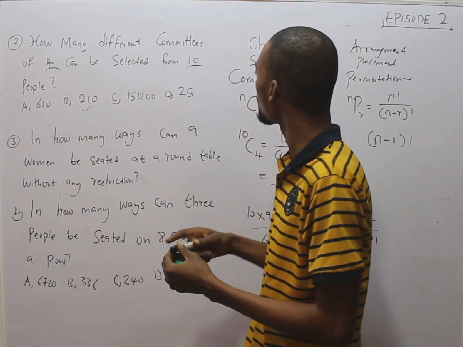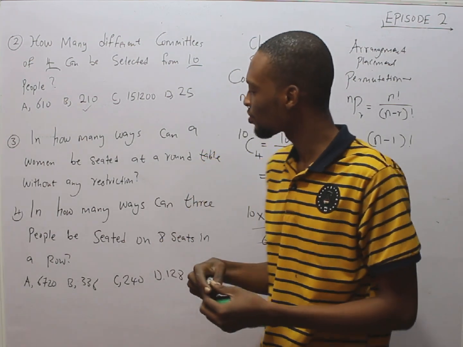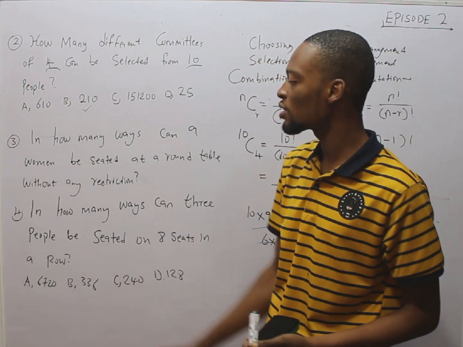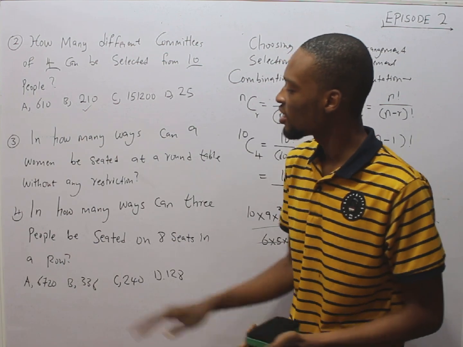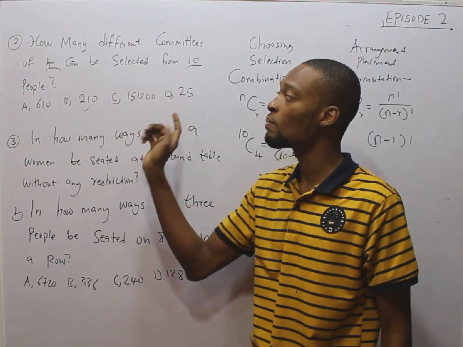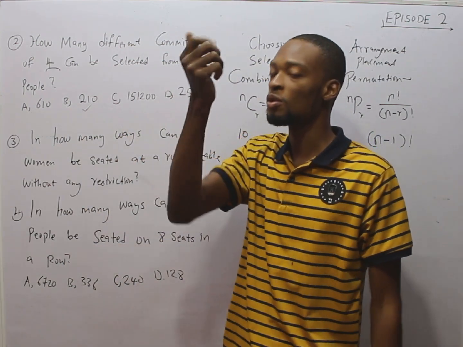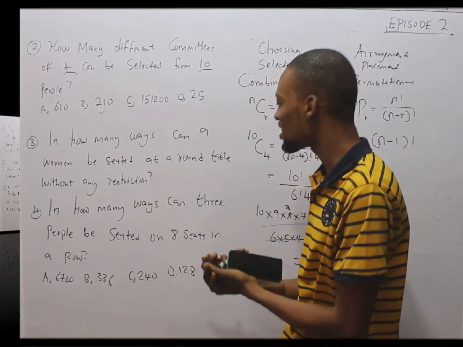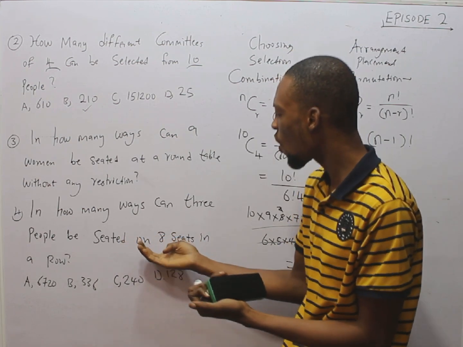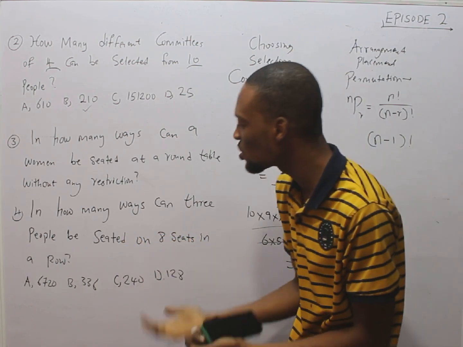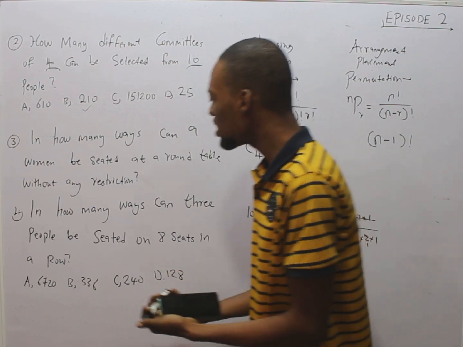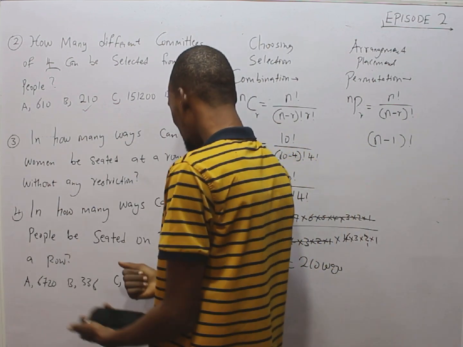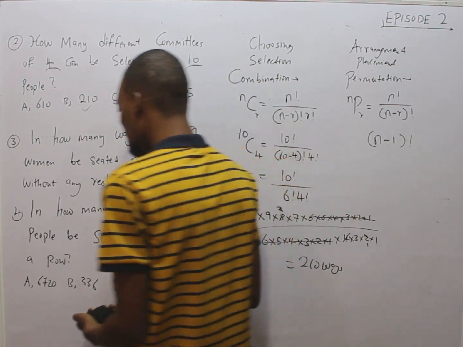And selection or choosing is combination. Let's go to the fourth question, question number 4, because number 1 is answered in the first episode. So feel free to take a look at that episode. In how many ways can 3 people be seated on 8 seats in a row?